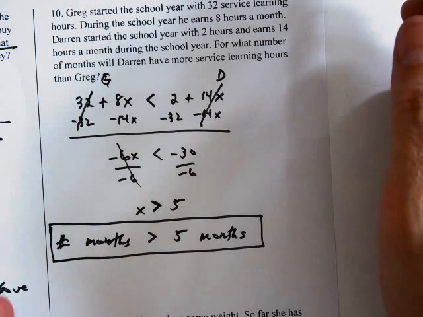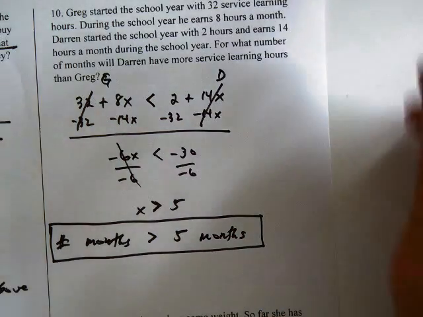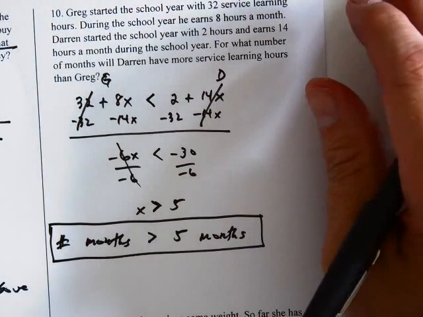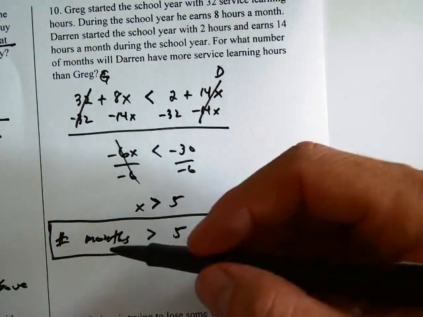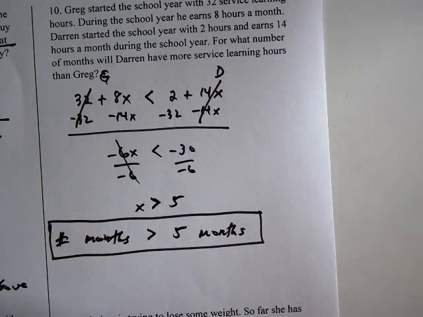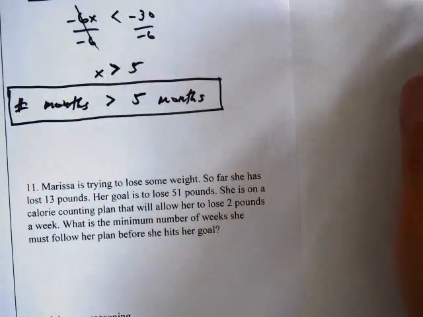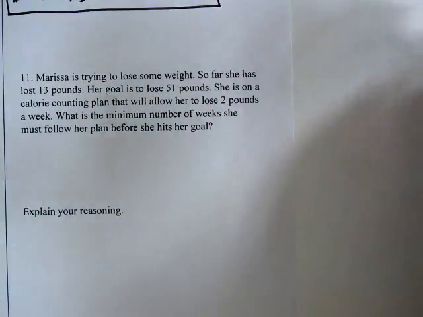Now your teacher might want, you should really clarify with them. This is the review. Hopefully you're doing it before the test, obviously, and you should ask them, did you want more than 5 months, or did really maybe what they want is 6 months? Okay, all right, moving on.